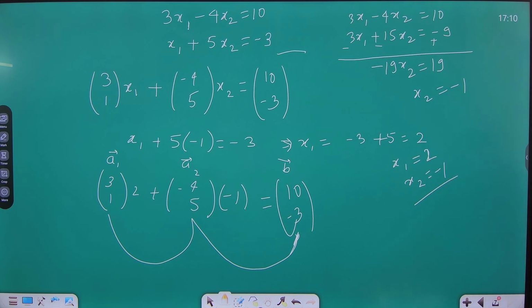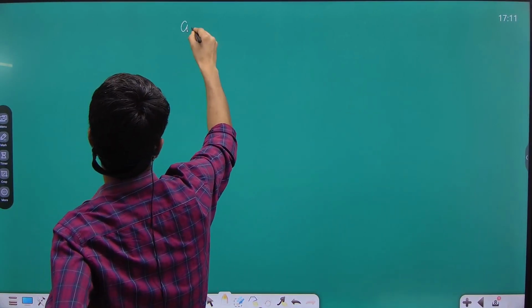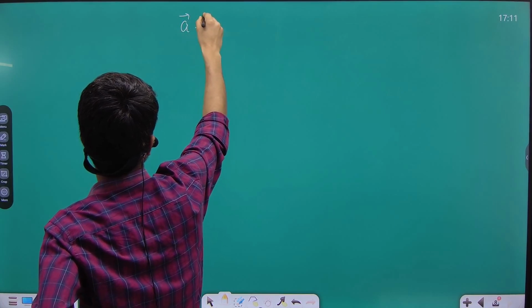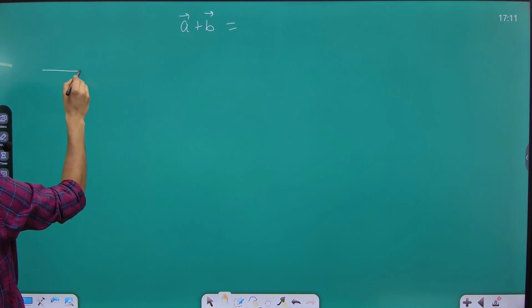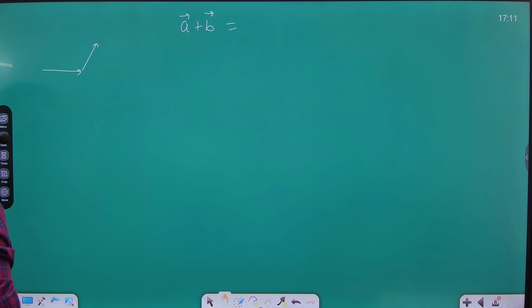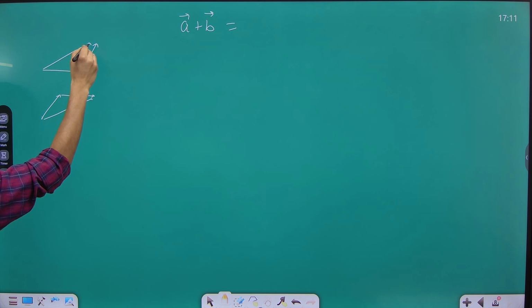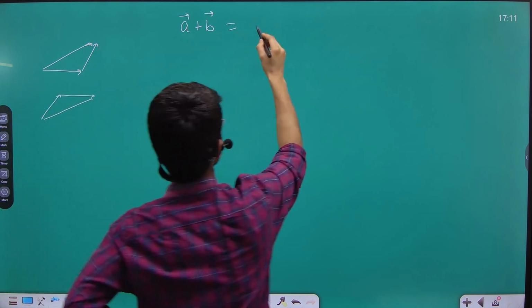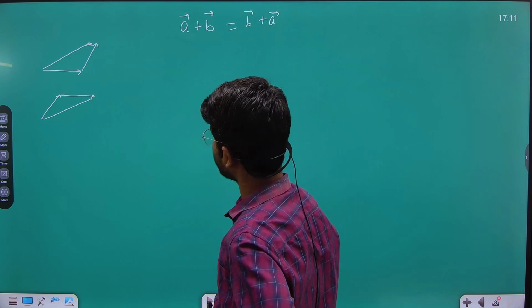Okay, now suppose some operations that you used. Suppose A plus B, these are the two vectors, vector A and vector B. In that sense, if you add vector A to vector B, or if you add vector B and then vector A, in both scenarios you will have the same resulting vector. That means vector A plus B is the same as vector B plus A.